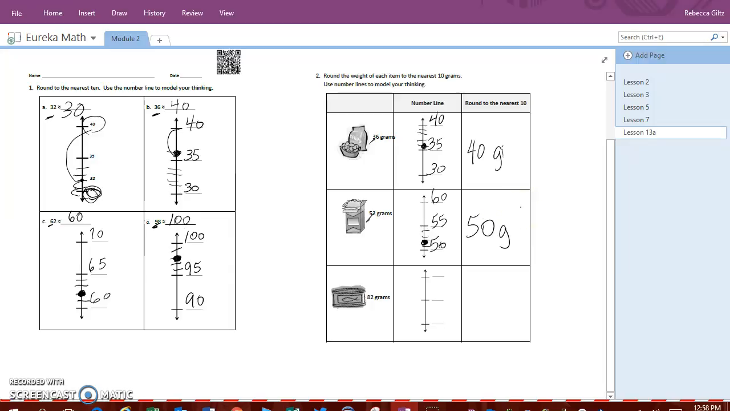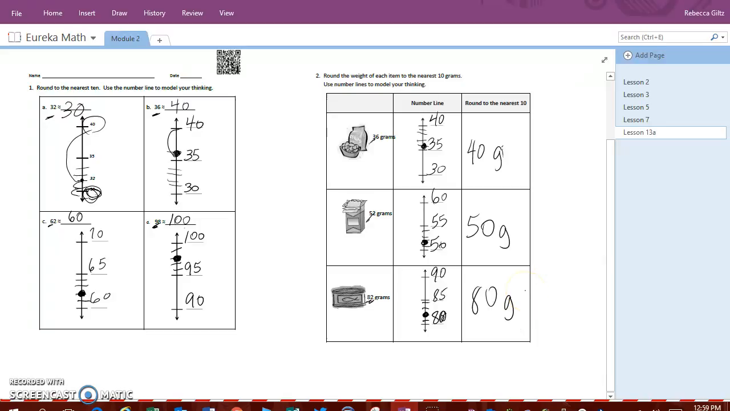Last one is 82 grams. So I look at my tens place. Sorry, that makes it look like I underlined the 2, but I'm focusing on the 8. 8 tens is 80. That's a 0. 10 more than that is 90. 85 is in the middle. So 82 is going to be less than 85, so it's in this section here. 1, 2, 3, 4 tick marks. If I count up from 80, this is 81. 82 is right here. So is that closer to 80 or 90? 80. So the last one is 80 grams.